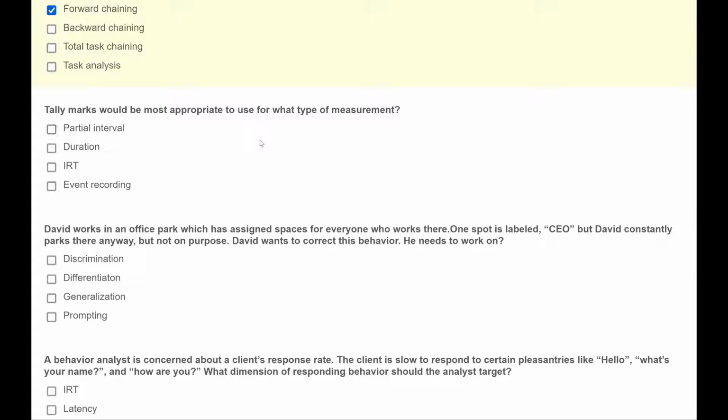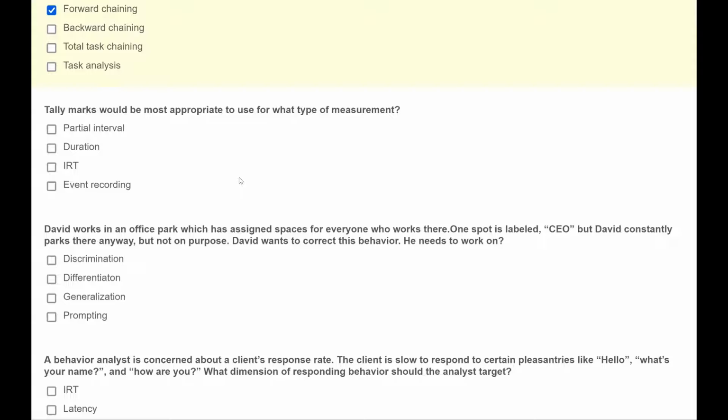Duration. Would you use tally marks for duration? No, duration is going to mark the amount of time, right? So we should be using stopwatches. We should be using precise measurements of time for duration. Same with inter-response time. If we're dealing with time in between responses, we want precision. So use something precise like a stopwatch or a phone watch.